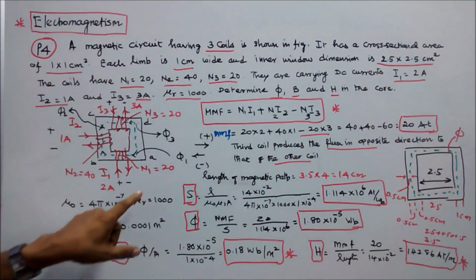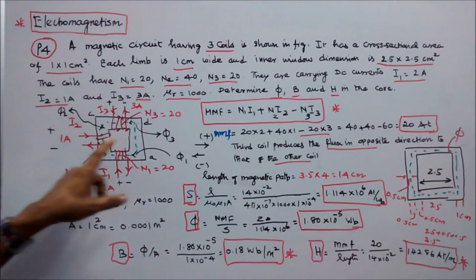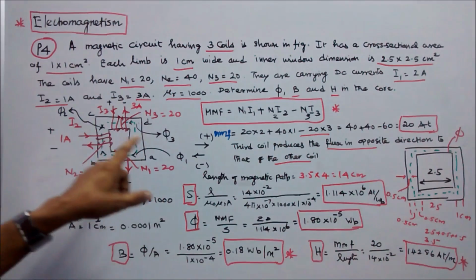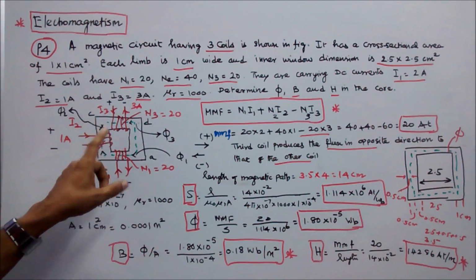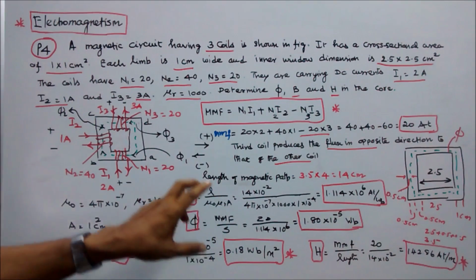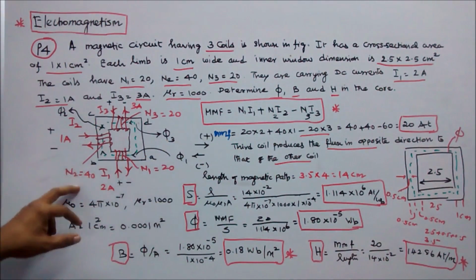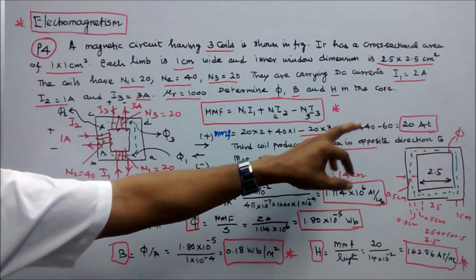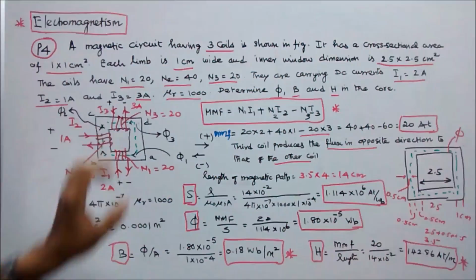MMF is equal to N1 into I1 plus N2 into I2 minus N3 into I3, because the third coil produces the flux in opposite direction to that of the other coils. Hence I put minus sign. MMF is equal to 20 into 2 plus 40 into 1 minus 3 into 20, that is equal to 20 ampere turns. The total MMF is 20 ampere turns.